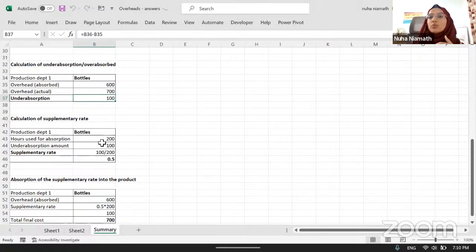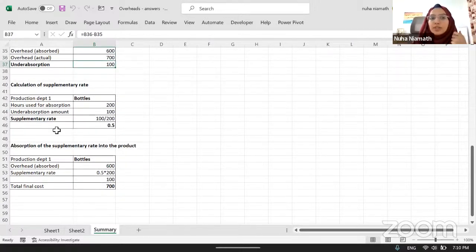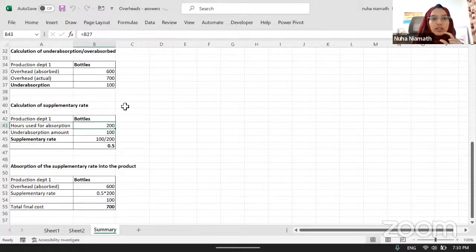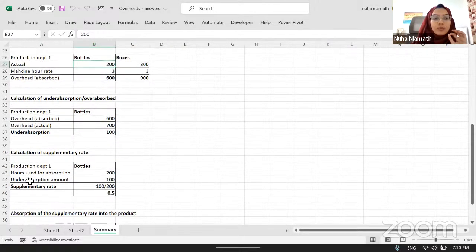Your next step is to absorb this 100 rupees into the good units. How do we do that? There is something called the calculation of the supplementary rate. How is the supplementary rate calculated? You see what the actual hours used for the absorption were. So 200 hours were the actual hours, like if you see above, the actual hours used for the bottles, correct?